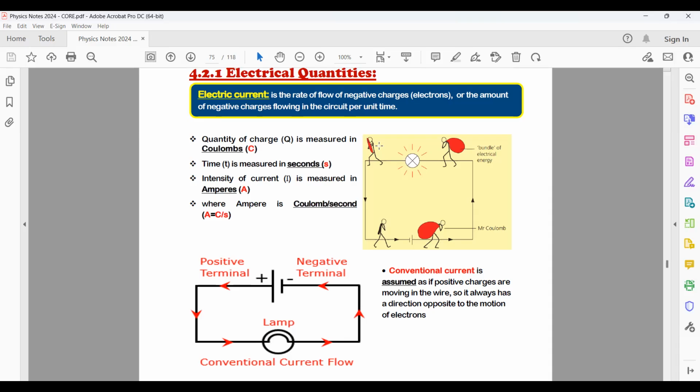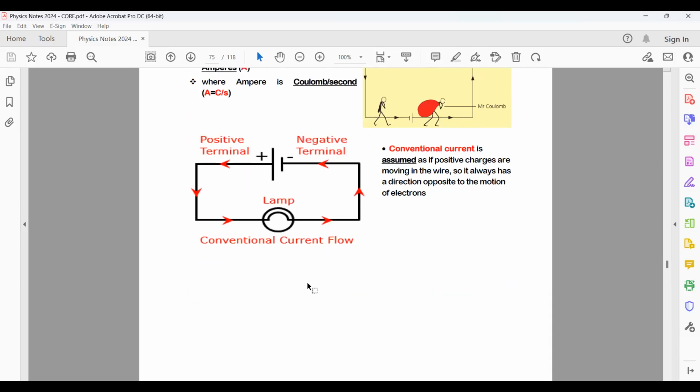empty-handed. No charges. As you notice also from this diagram, the charges move from positive to negative. And we call this conventional current. So the conventional current is the current flowing from what? Positive to negative. Good job.